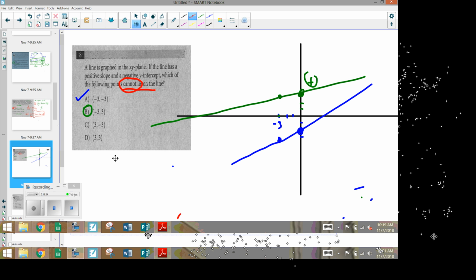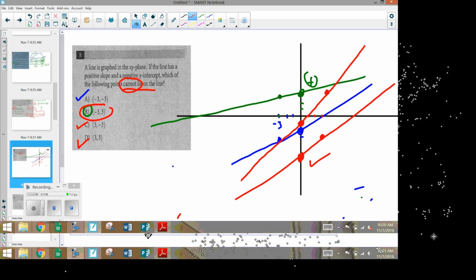Just in case, let's check C and D. X is 3 and y is -3. I'm looking for positive slope. Yes, this is positive, and the y-intercept is negative. That works. Now 3 and 3: x equals 3, y equals 3, somewhere else here. Look at this. Still, I'm able to get a negative y-intercept. So that is possible, but this one is not, because it's going far above.